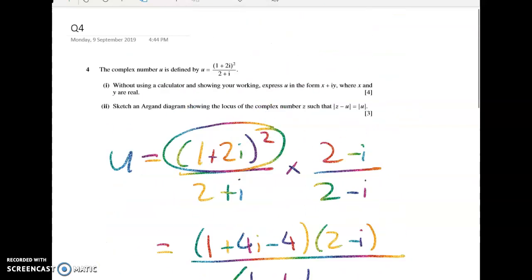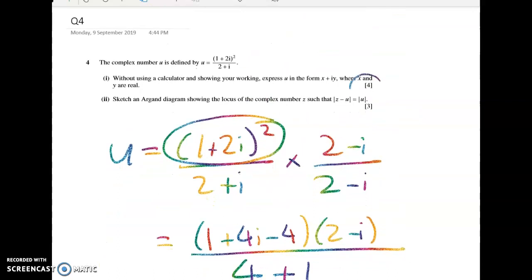So that's the first bit done. I think that was 3 marks. No, it was 4 marks. Okie doke, that wasn't too bad.